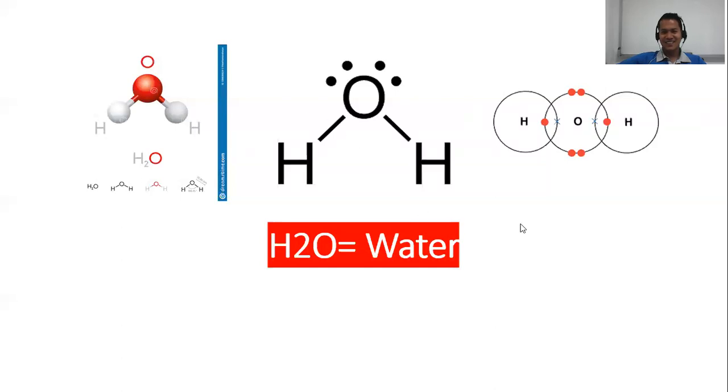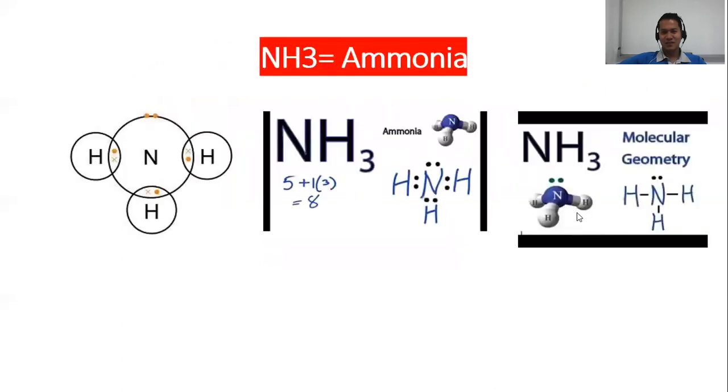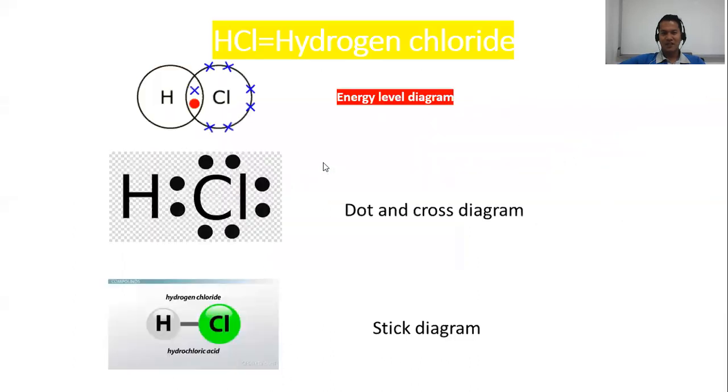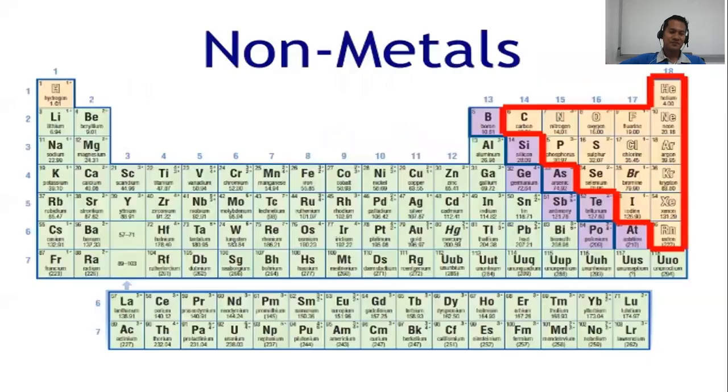But that's pretty easy. Now let's take a look at another example. We have, for example, ammonia. Ammonia has the chemical formula NH3, nitrogen and hydrogen. Remember, let's take a look at the periodic table first. Nitrogen is in group 15, or group 5, period 2.